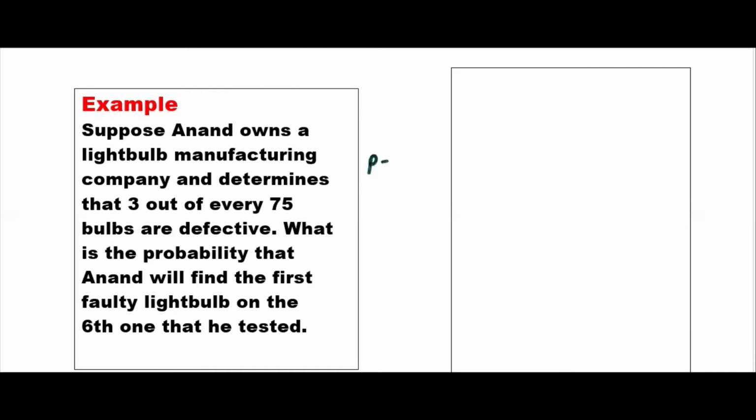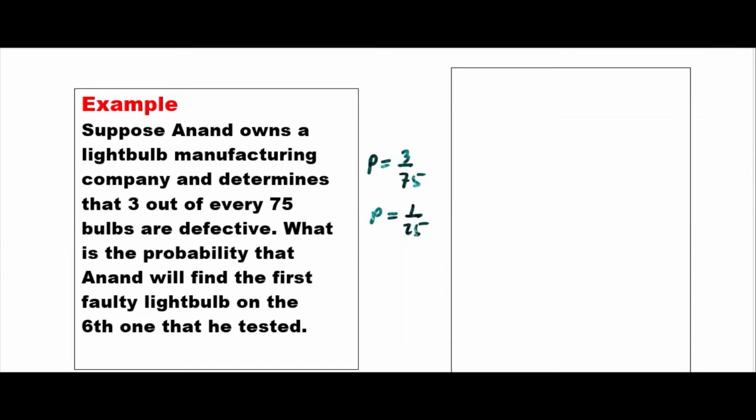P is given as 3 divided by 75, so P is 1 upon 25. Now the question is, what is the probability that Anand will find the first faulty light bulb on the sixth one that he tested? He can test many times, but you are finding the probability that he will get the first defective.